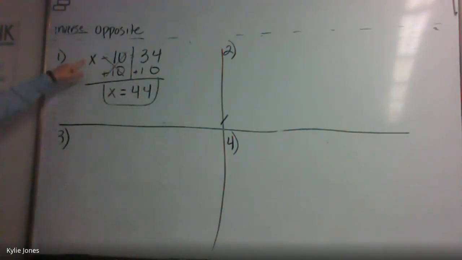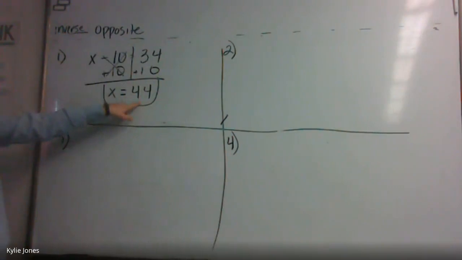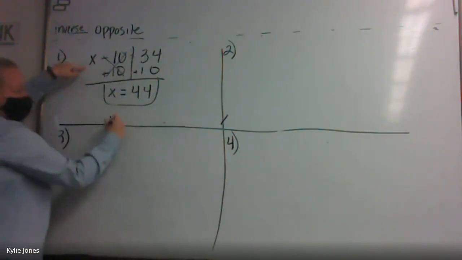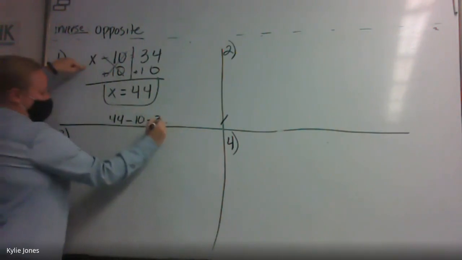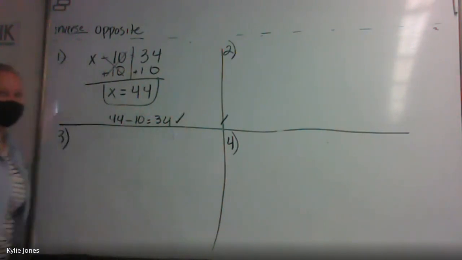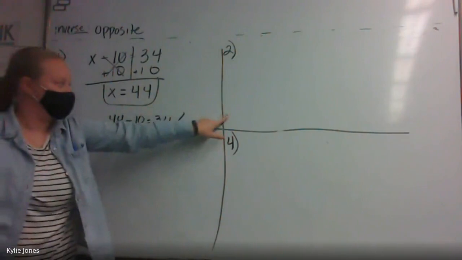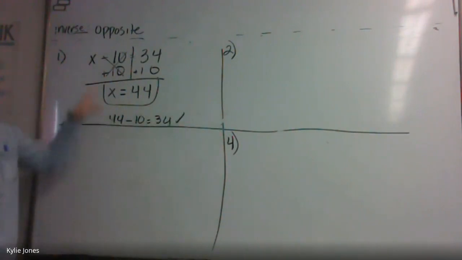And remember, you can check it by plugging it back in. If x is 44, we can put it back in the original and say 44 minus 10 equals 34. And say, yep, that is correct. Right? So there's our example.